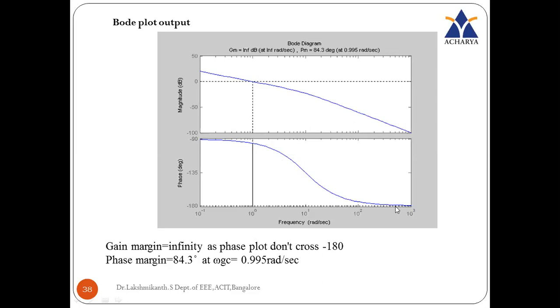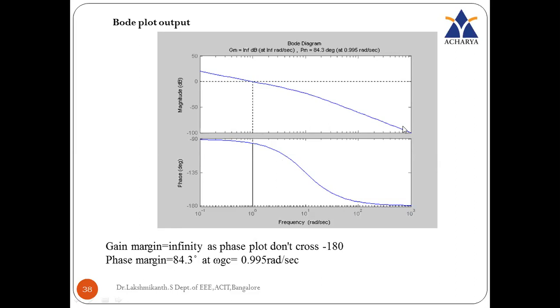But in this case, it is not crossing minus 180 degrees, so I assume it is going to be infinity. There is a reason: since the phase plot does not cross minus 180, I don't have a phase crossover frequency. So it means my gain margin is going to be infinite here. Okay, this is the conclusion drawn.